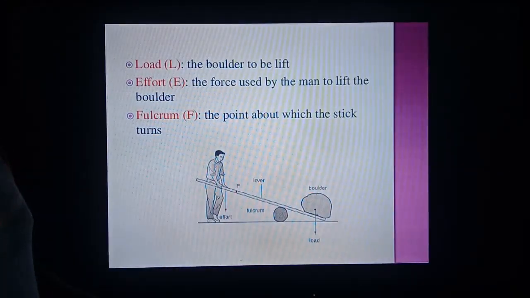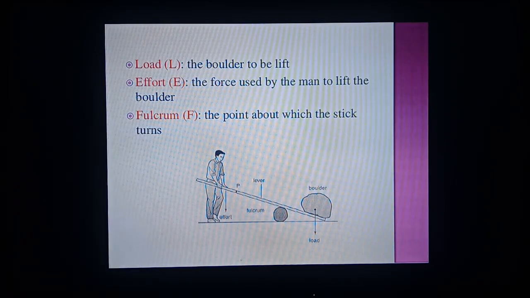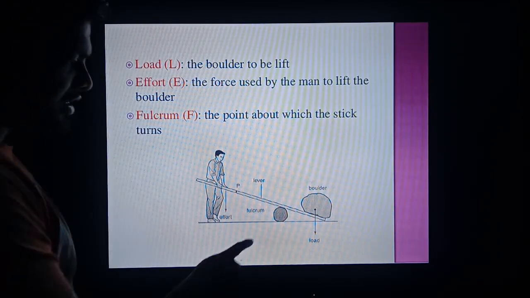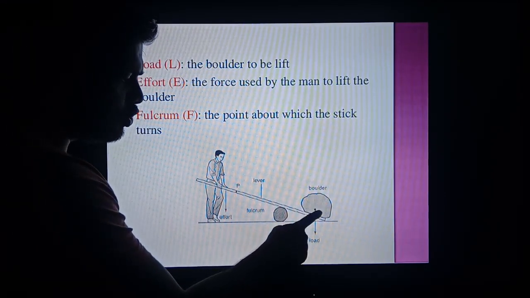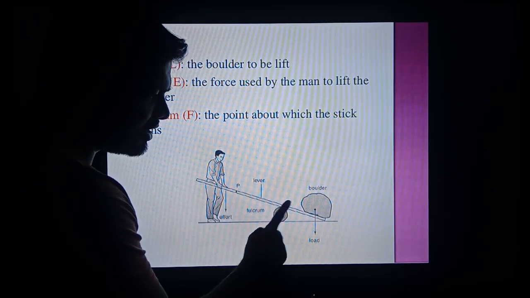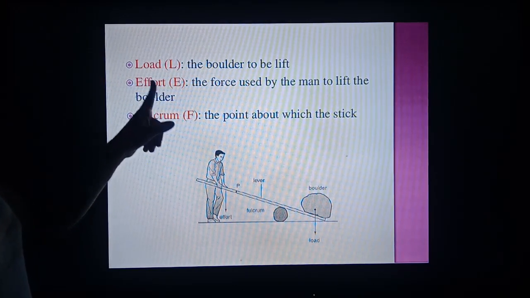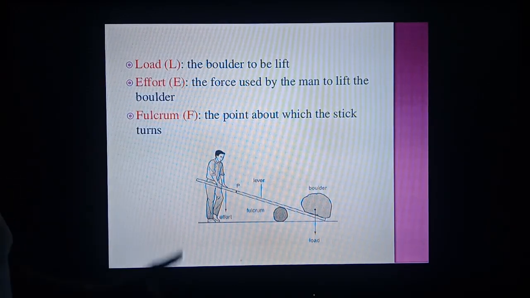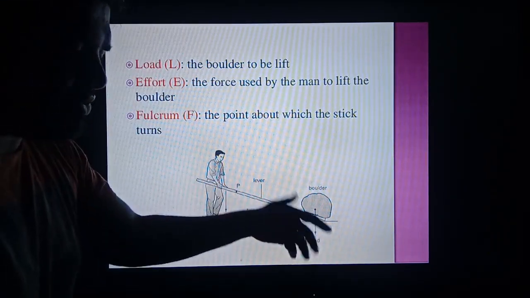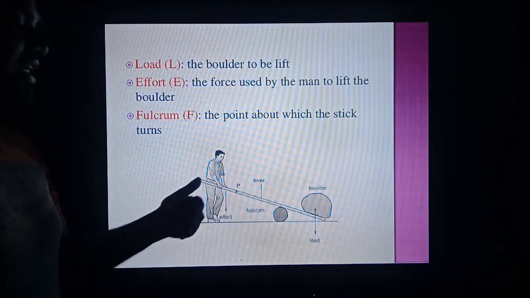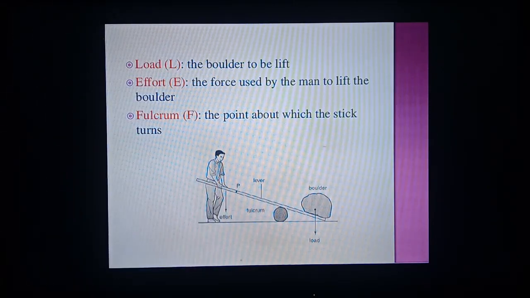Now in lever we have to see three terms: load, effort and fulcrum. This is called fulcrum, this is called load and this is called effort. Fulcrum, load, effort. Learn it. Fulcrum is represented by F, load is represented by L and effort is E. Load is the weight to be lifted up, effort is the force applied by the person.